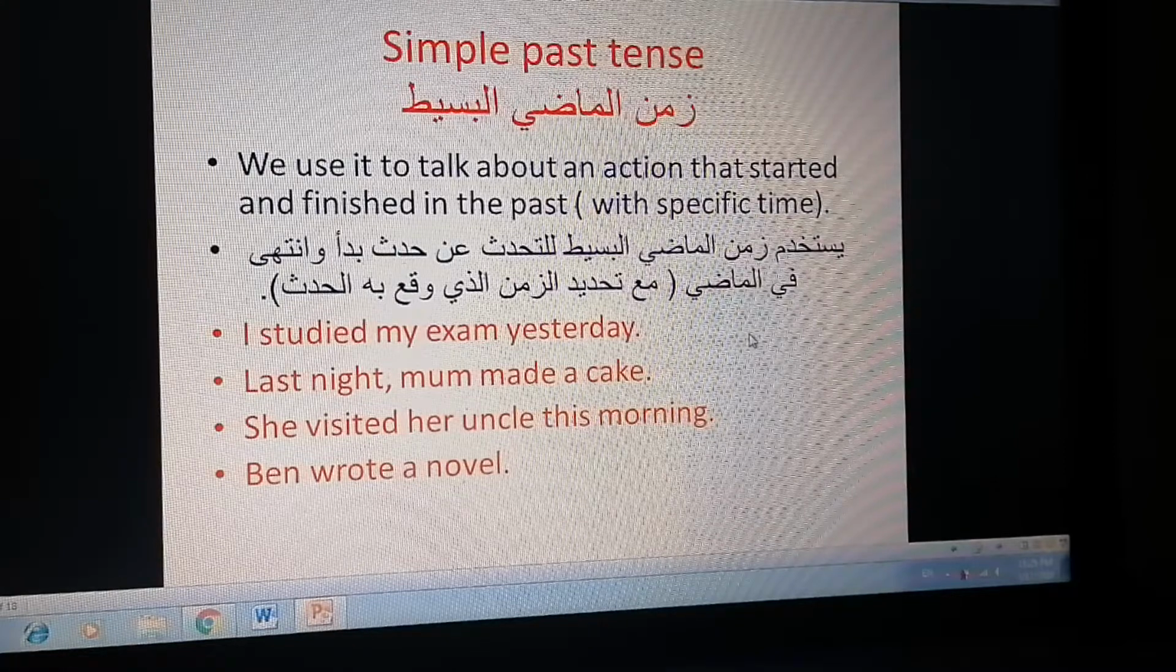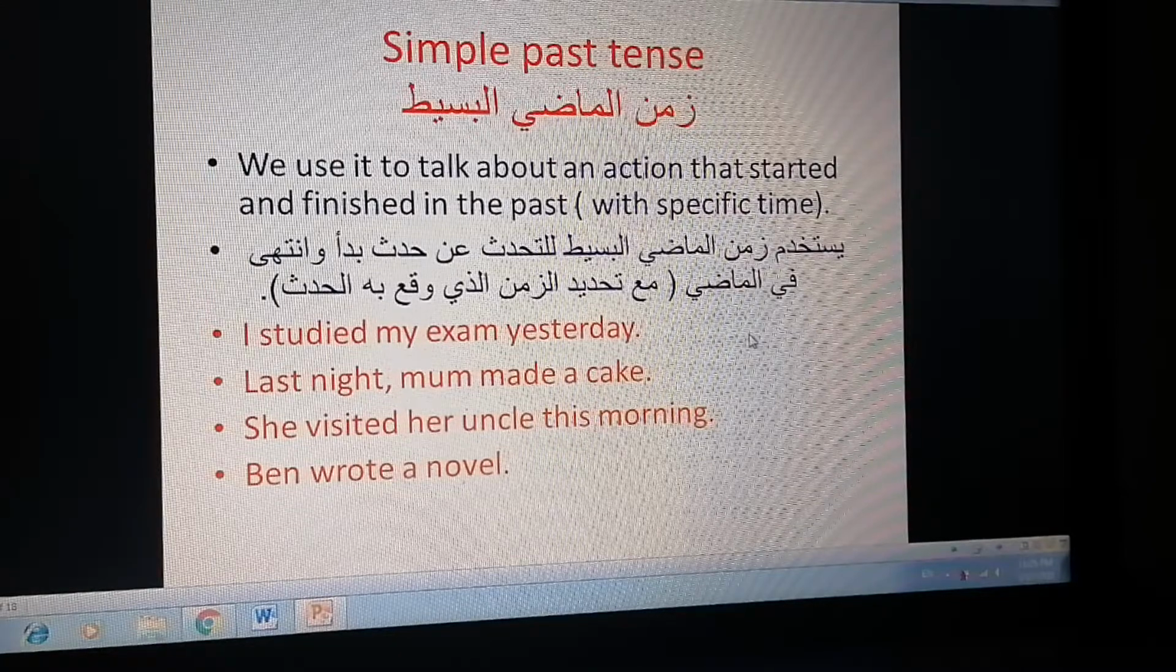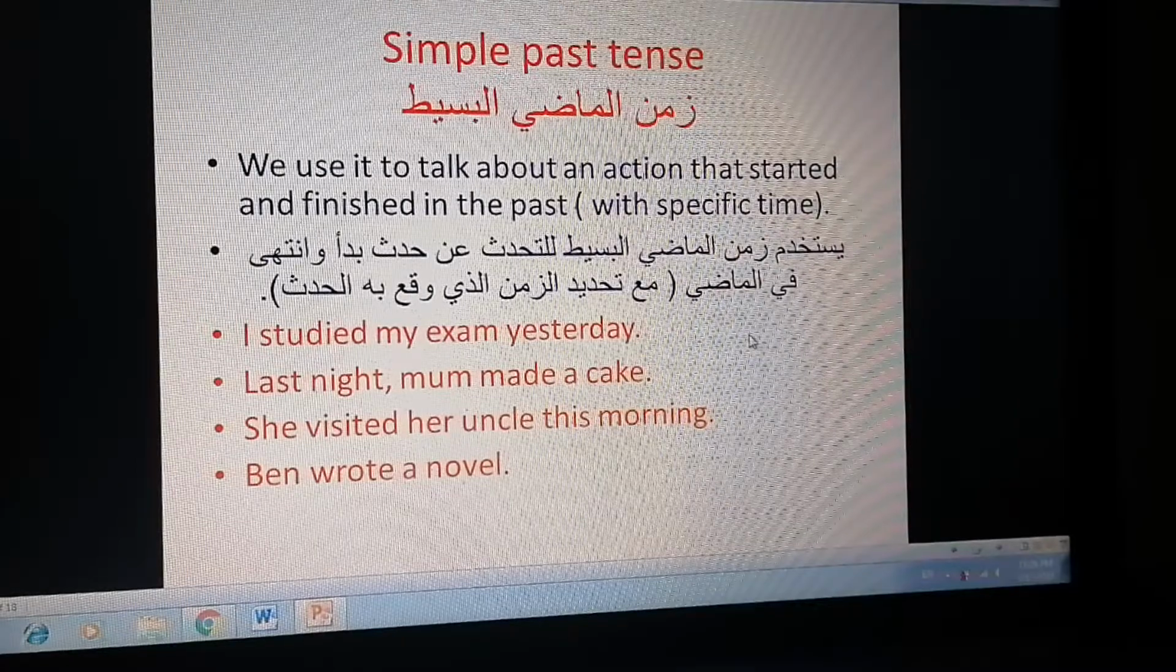يستخدم زمن الماضي البسيط للتحدث عن حدث بدأ وانتهى في الماضي مع تحديد الزمن الذي وقع به الحدث. يعني عندما تريد التحدث عن شيء قد مضى وحدث في الماضي مع ذكر الزمن، وهذا الحدث لا يوجد له أثار في الحاضر ولا يوجد له استمرارية لحد لحظة الكلام، يستخدم زمن الماضي البسيط.